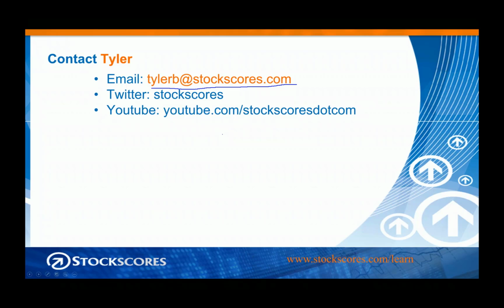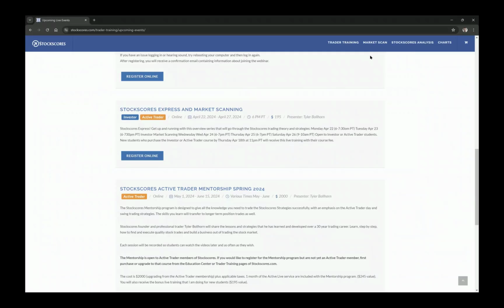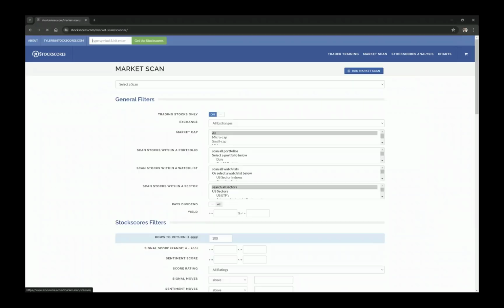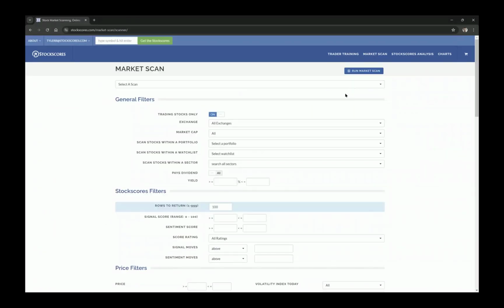Question: while we learn, what is the best strategy in Stockscores free access? There really isn't any. You get very limited access to the tool, so it's not really something you can do unless you are a member. Let's look at a few stocks. Let's actually do a quick market scan first, and then if you have a stock question, go ahead and put it in. I won't get to all of them, but I try my best to do as many as I can.